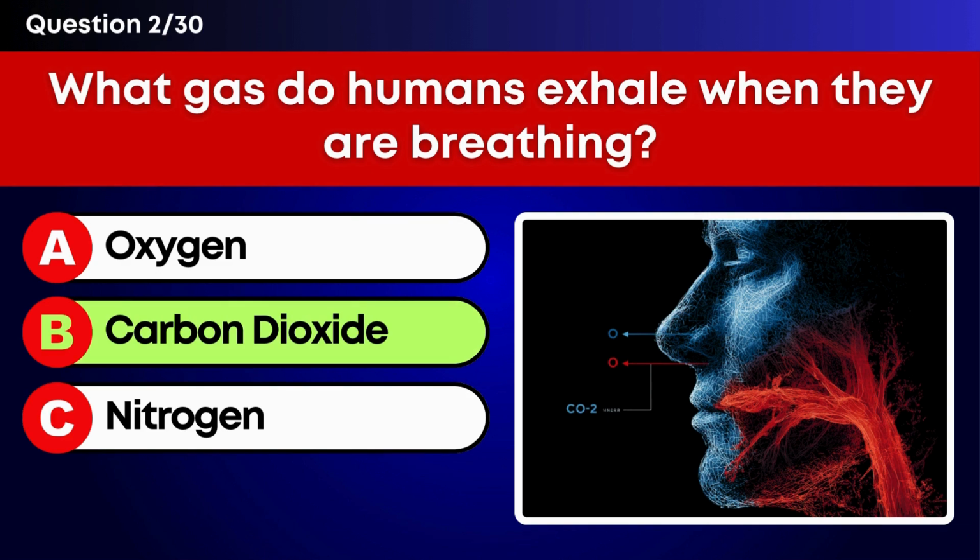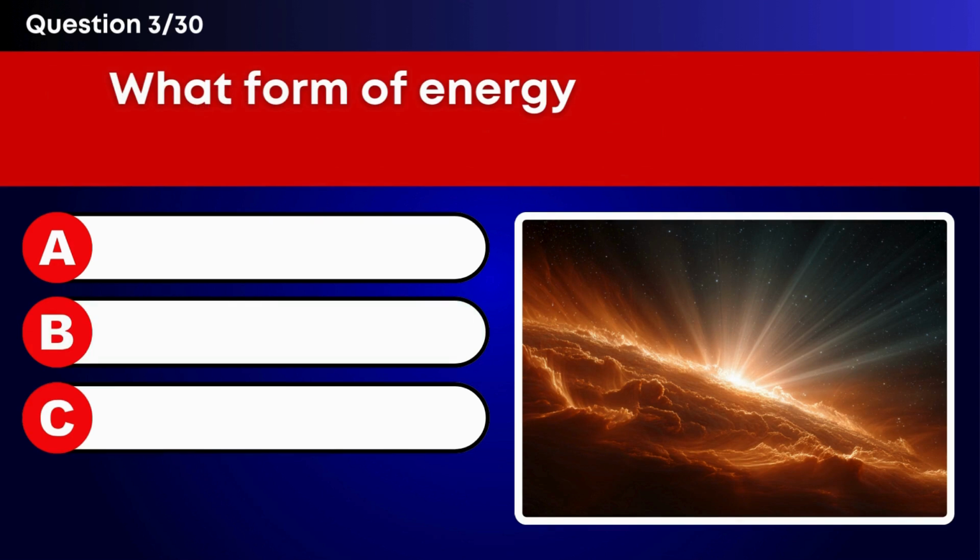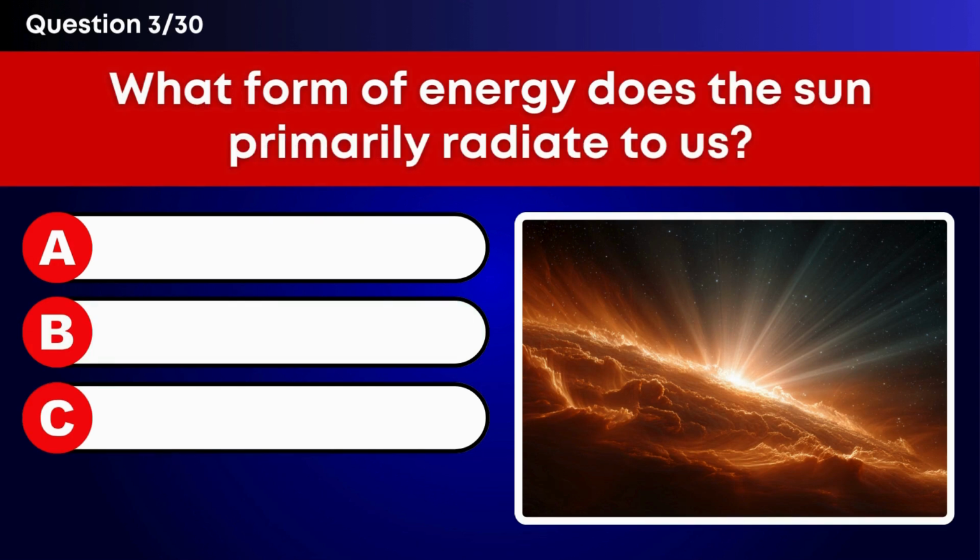Carbon dioxide. Carbon dioxide is a crucial part of the carbon cycle. Plants absorb the CO2 we exhale and use it for photosynthesis to create oxygen, which we then breathe. What form of energy does the sun primarily radiate to us?